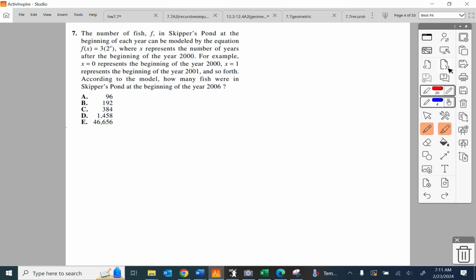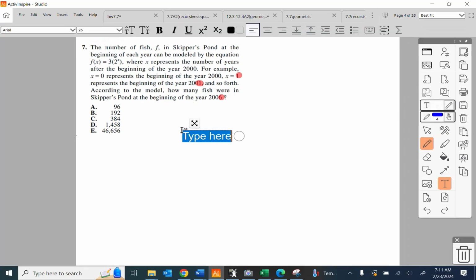The number of fish, F, in Skipper's Pond at the beginning of each year can be modeled by the equation 3 times 2 to the x, where x represents the number of years after the beginning of the year 2000. For example, 0 is the year 2000, 1 is 2001, and so forth. How many fish were in Skipper's Pond at the beginning of 2006? So 2001 is 1, 2006 is 6. That's what I'm looking for. So I know that x is 6, and I'm just going to plug a 6 in. I'm going to find f of 6. Don't let f notation screw you up.